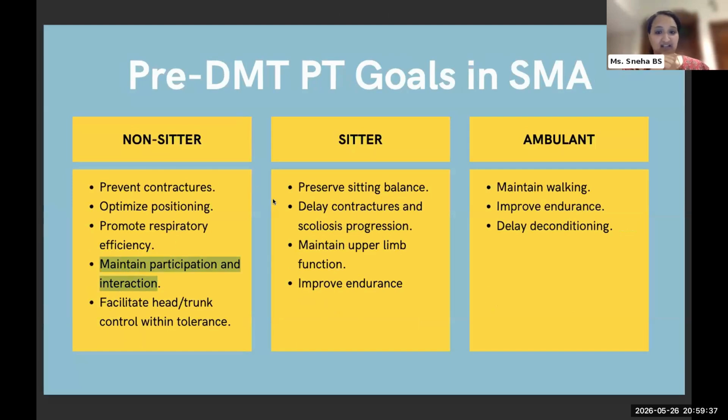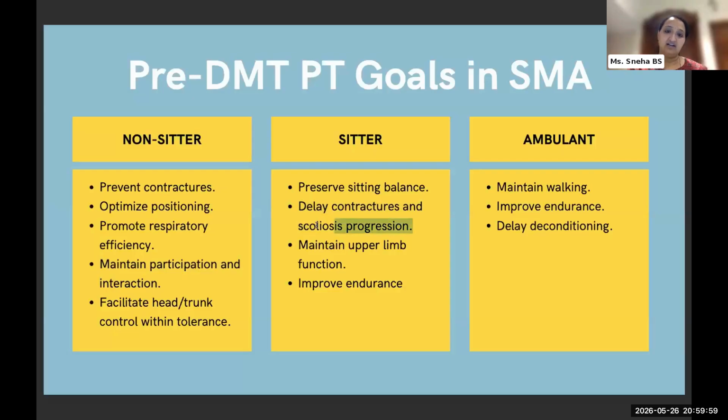So this is again pre-DMT we are talking about, pre-disease modifying therapy. For sitters, what we want to do is we want to again preserve the sitting balance. So if they have achieved sitting, we want to preserve the sitting balance, and how much of function is possible in sitting, we're going to opt for that. So again, we're going to focus on delaying contractures, and scoliosis is a very high risk.